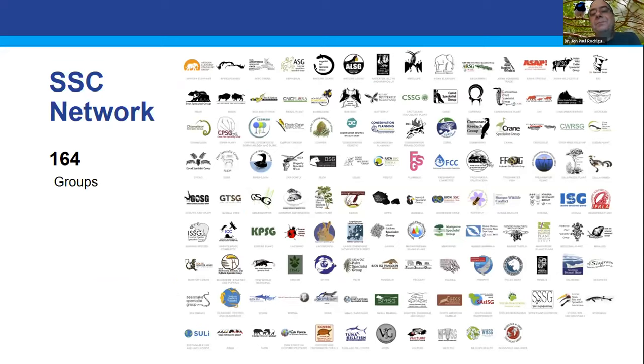It is the logos capture very well the kind of governance, and some of these logos look like they were drawn by hand by the child of the chair over breakfast one morning on a napkin, and others look like very corporate entities where a graphic designer developed the logo. And that's exactly the way that the specialist group network is. Lots of diversity in the way that the chairs approach their work and implement their actions.